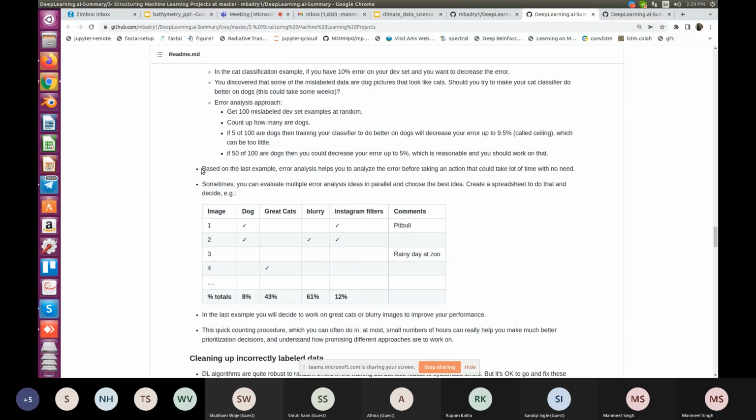And so based on the last example, he says that error analysis helps you to analyze the error.